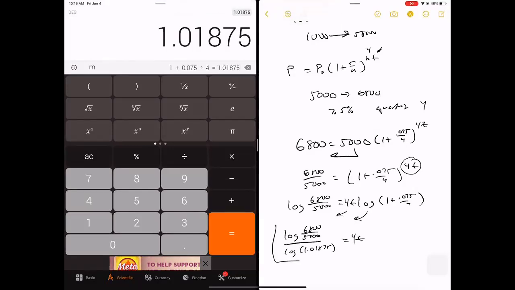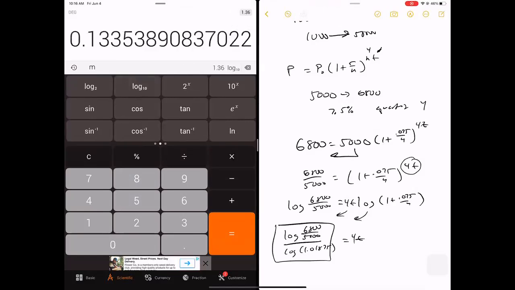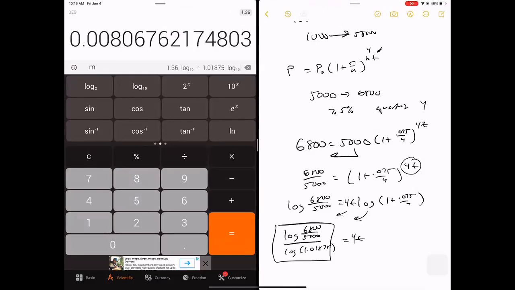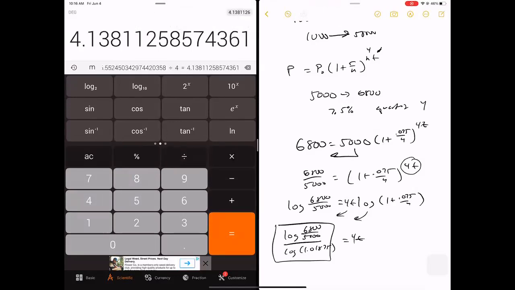Now, I'm going to do this first and then divide the number by 4. I feel that's always easier. It's less of a mess on my calculator. Here we go. So 6,800 divided by 5,000 equals, and then log it. Then we're going to divide this number by log of 1.01875, equals. And then we're going to divide this by 4 to solve for t. And so t is equal to 4.138.